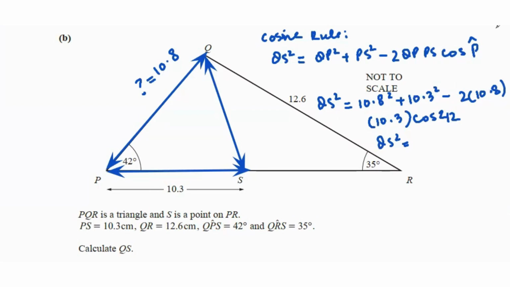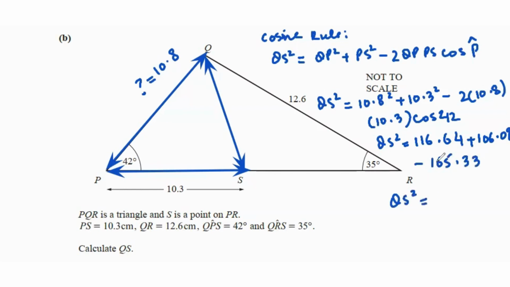10.8 square is 116.64 plus 10.3 square is 106.09 minus, now we do all of this together, 2 times 10.8 times 10.3 times cos of 42. Don't leave the cos of 42 for the end, you have to multiply all of these together. So that's going to be 165.33.